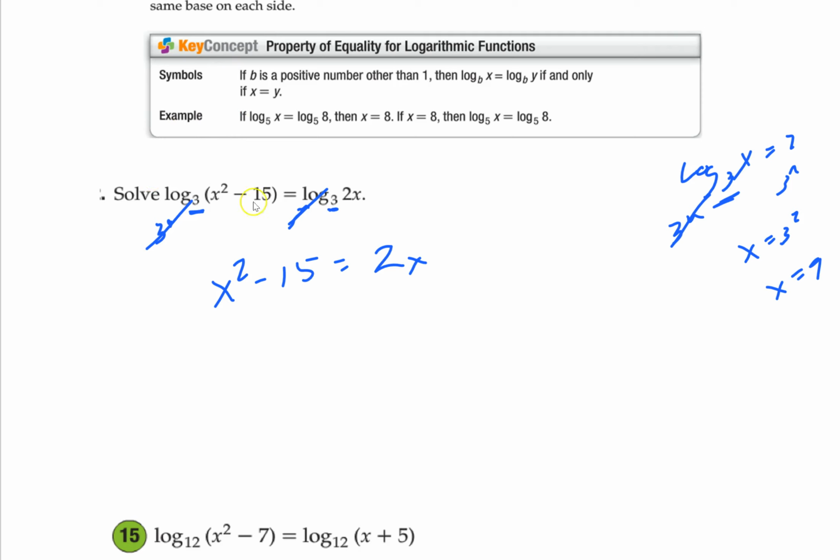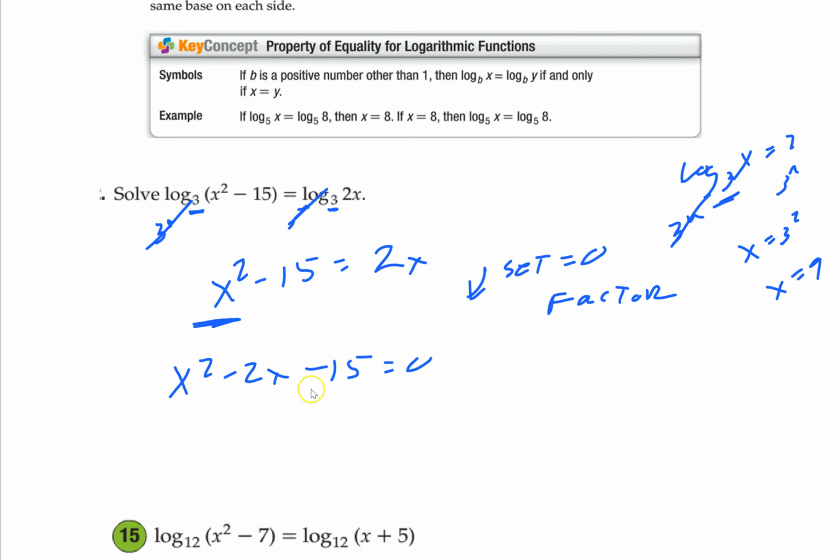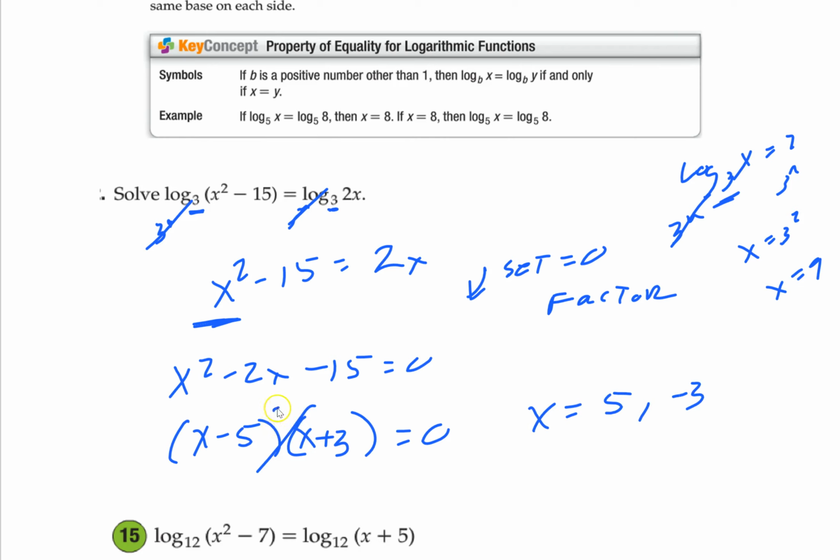Anyway, remember the way you solve this? It's a quadratic. Set equal to 0 and factor, like we always do. Semester 1's back again. So set equal to 0. Subtract 2x from both sides, so it's a negative 2x, and we're going to factor. Two things that multiply to get negative 15: 5 and 3. The middle is negative, so the bigger number, 5, is negative. Split it, and I get x equals 5 and negative 3. Set each equal to 0, zero property rule.